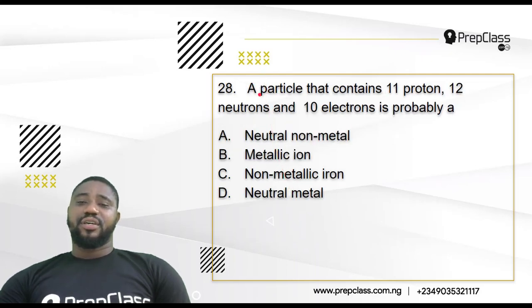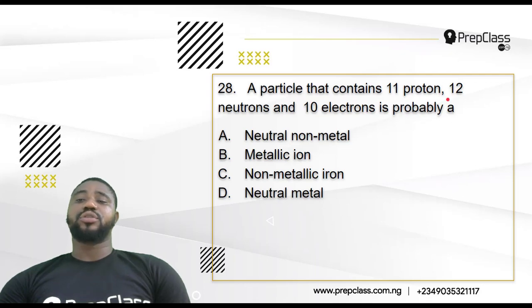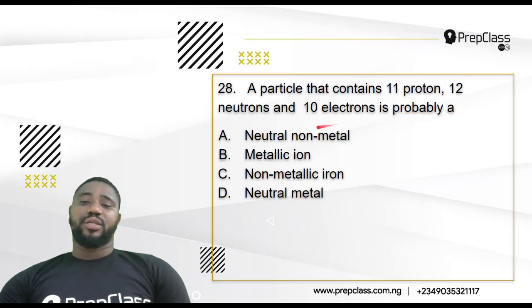28. A particle that contains 11 protons, 12 neutrons and 10 electrons is probably: is it a neutral non-metal? Is it a metallic ion? Is it a non-metallic ion? Is it a neutral metal?